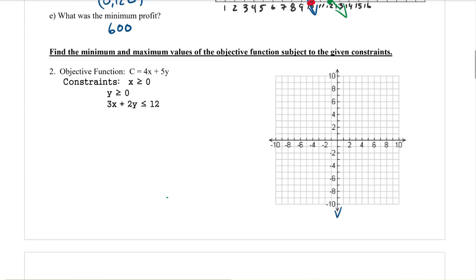Our next problem, we've got an x-intercept of 0. So that's a vertical line at 0. We're going to shade on the right side of this because we're greater than. A y-intercept at 0. We're going to shade on top. And our next one, 3 goes into 12 4 times, so our x-intercept is at 4. And 2 goes into 12 6 times, so our y-intercept is at 6.